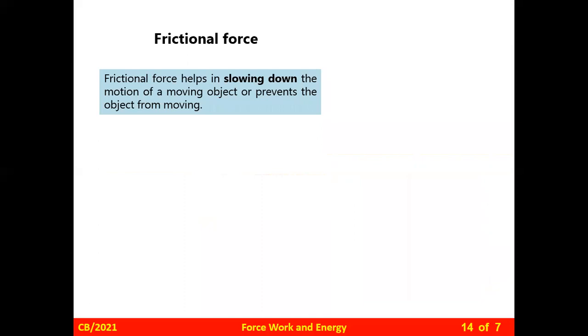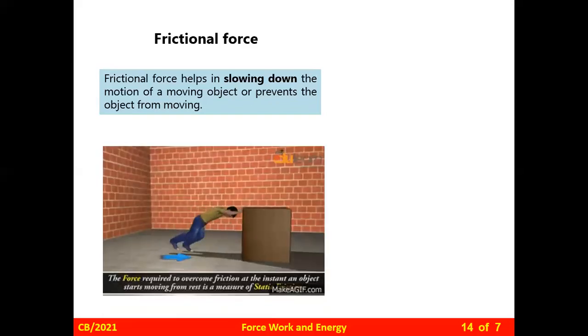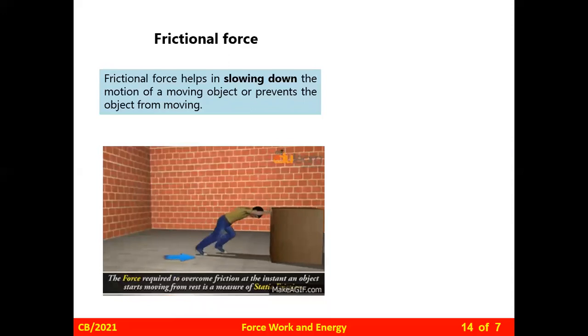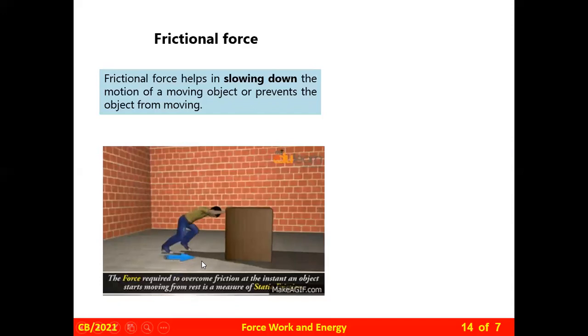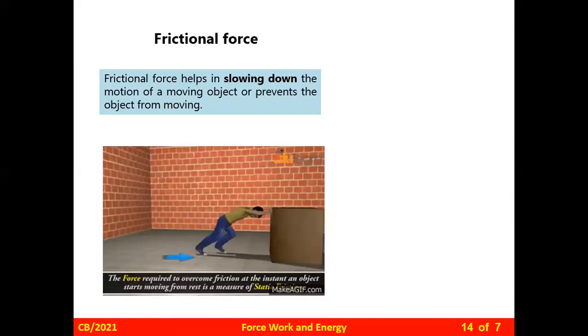Next type of force is frictional force. Now, frictional force is also referred to as an evil force. Sometimes it is really useful and sometimes it is not. Frictional force helps in slowing down the motion of a moving object or prevents the object from moving at all. Something like pushing a bench or a furniture across the room. You can see that there's a force acting upon it over here, which is preventing the man from pushing it any further. That is friction.